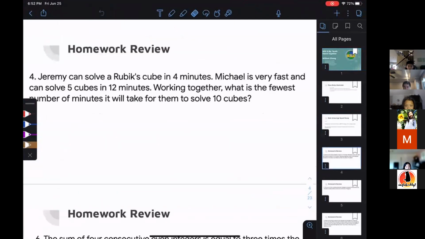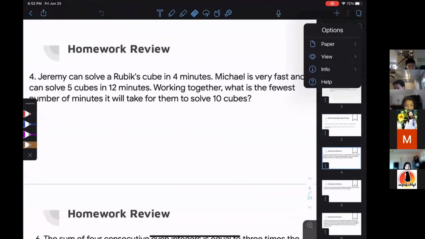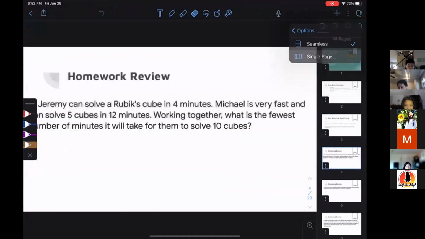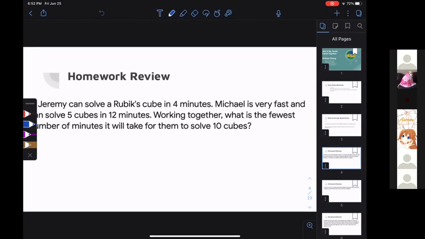Okay, so the first problem for today is number 4. Jeremy can solve a Rubik's Cube in 4 minutes. Michael's very fast and can solve 5 cubes in 12 minutes. Working together, what's the fewest number of minutes it'll take for them to solve 10 cubes? You can take a minute or two to read over this problem, and if somebody has any insights or a way to do it, you can just raise your hand.